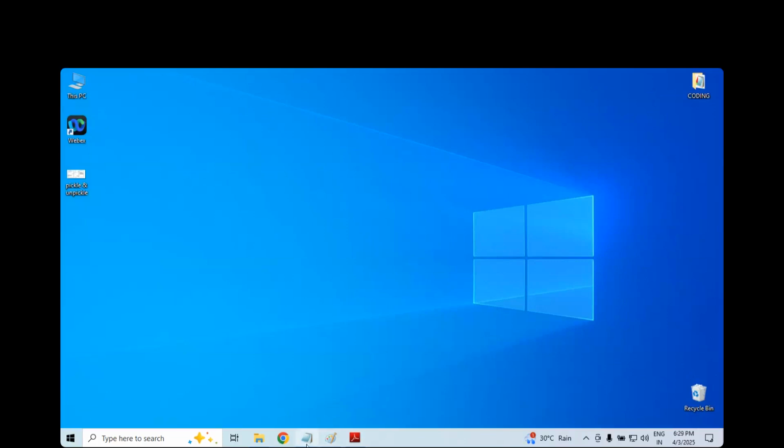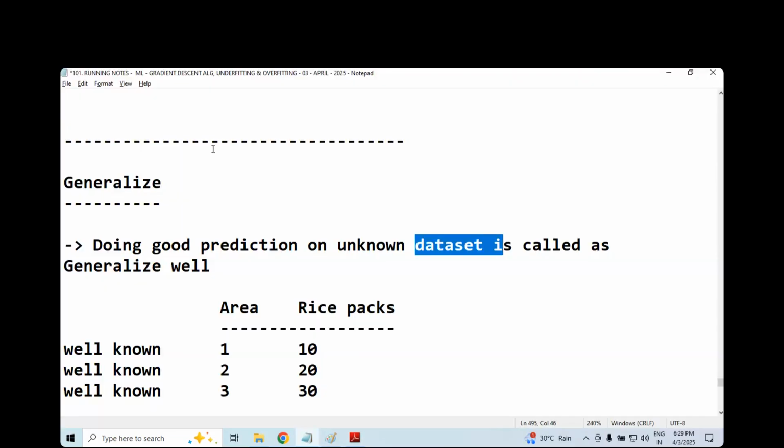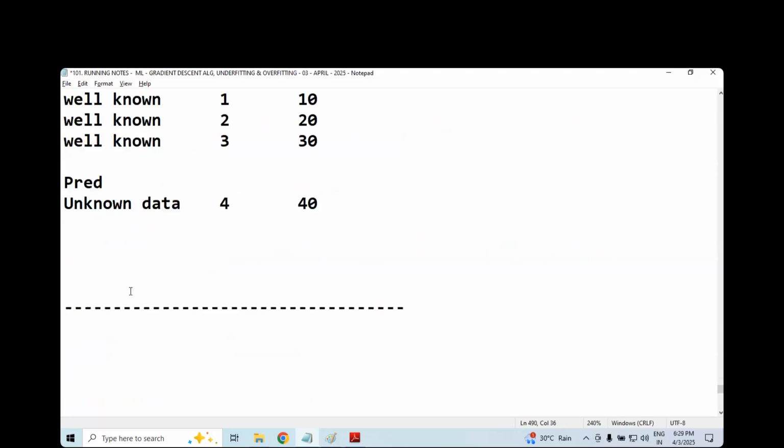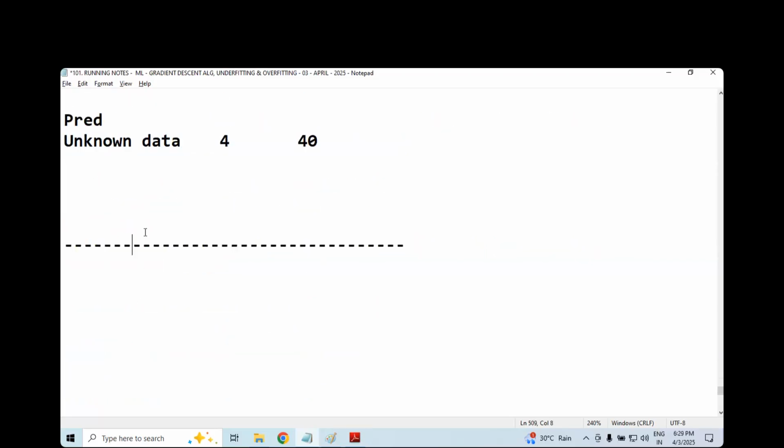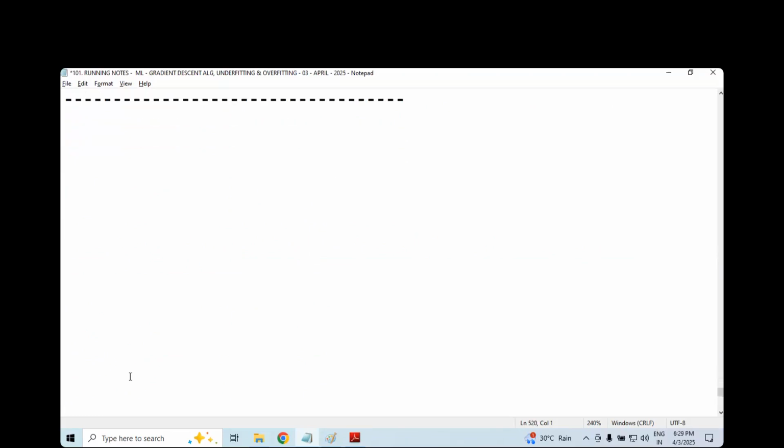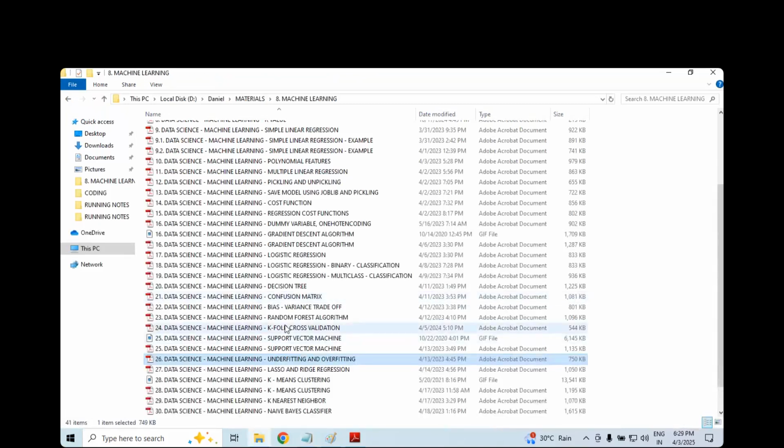You will understand. Sir, there is one image I will show you. Please look at that image. You will get an idea. Now this image is required. Yeah, bias variance trade-off.